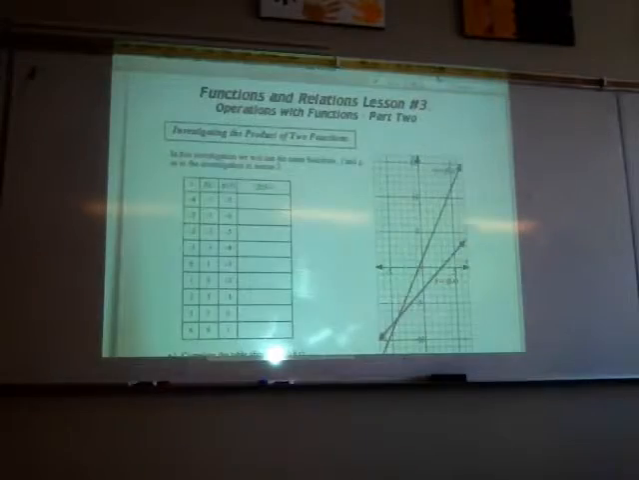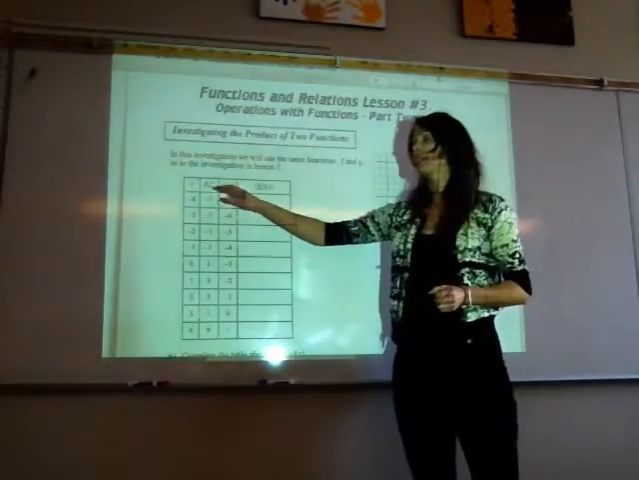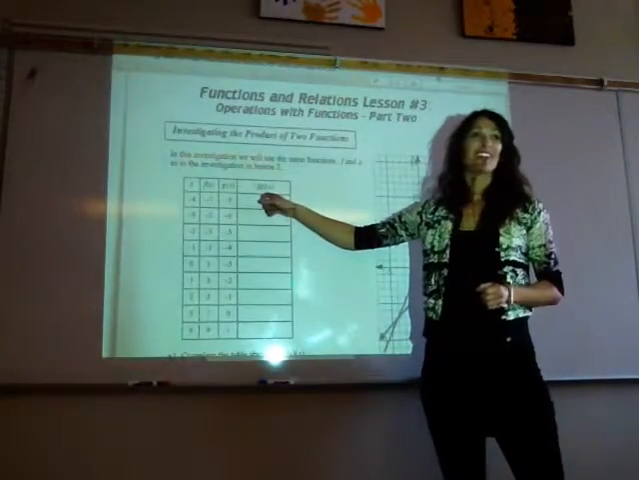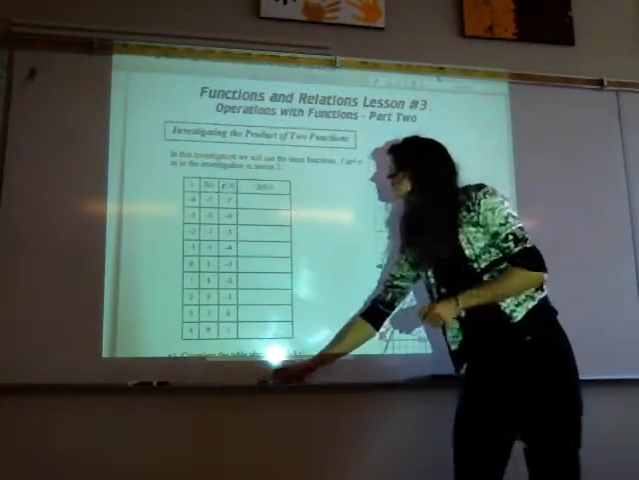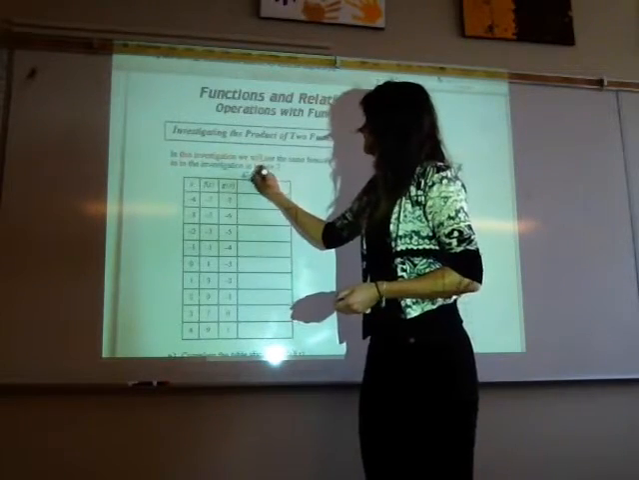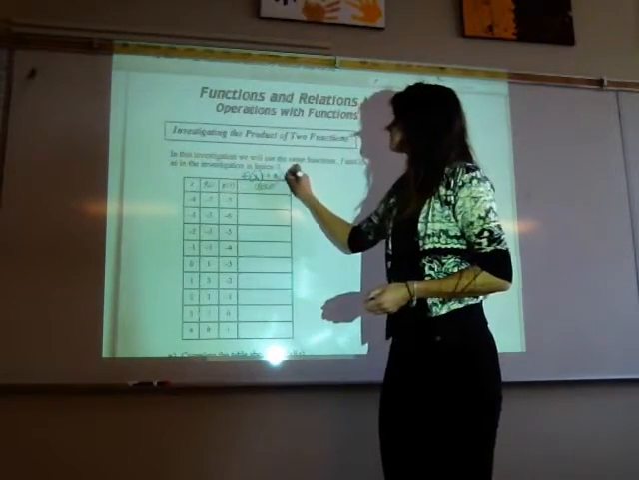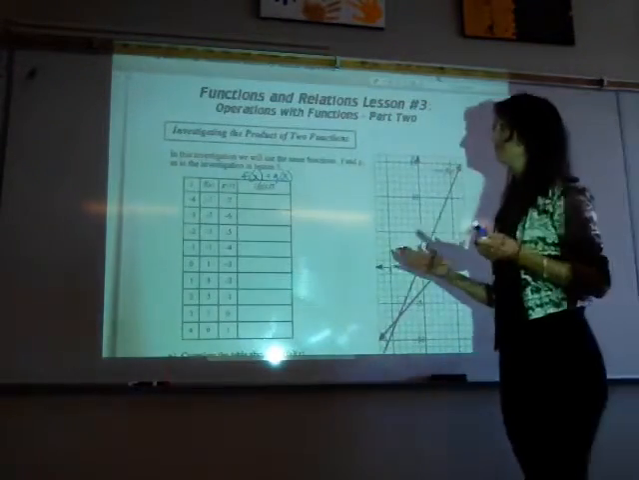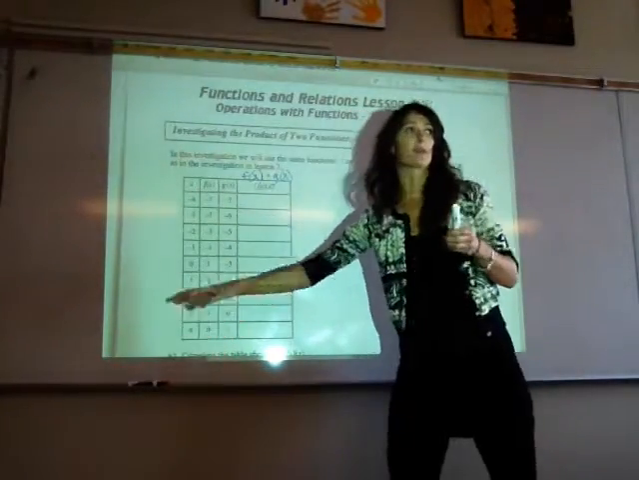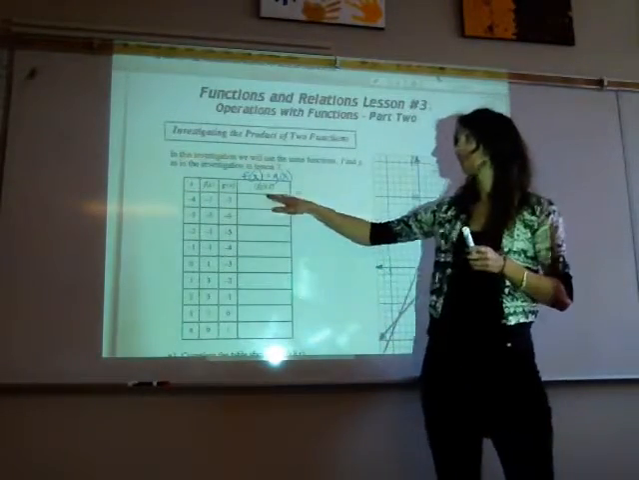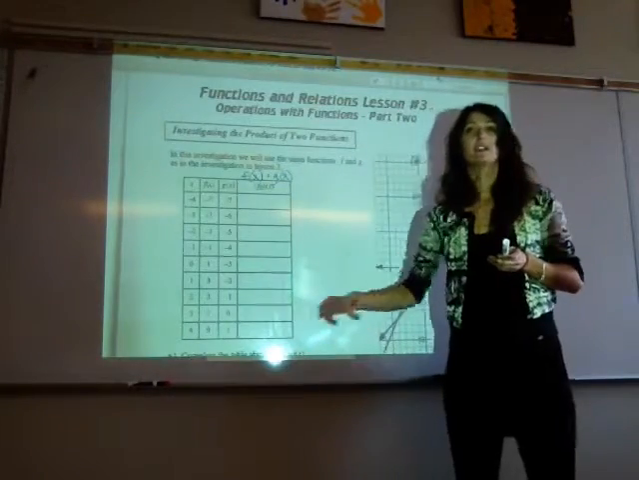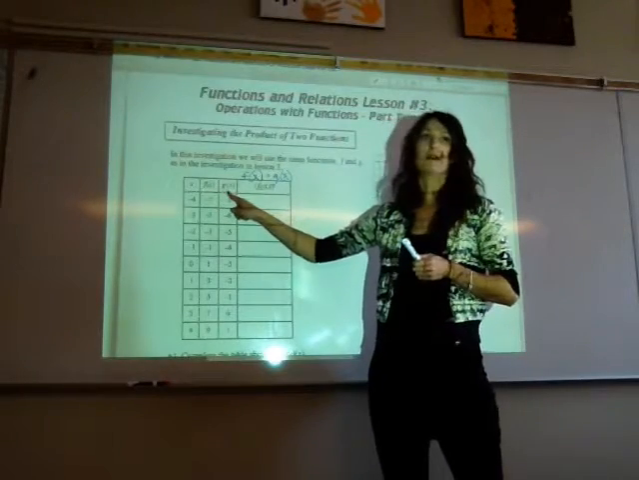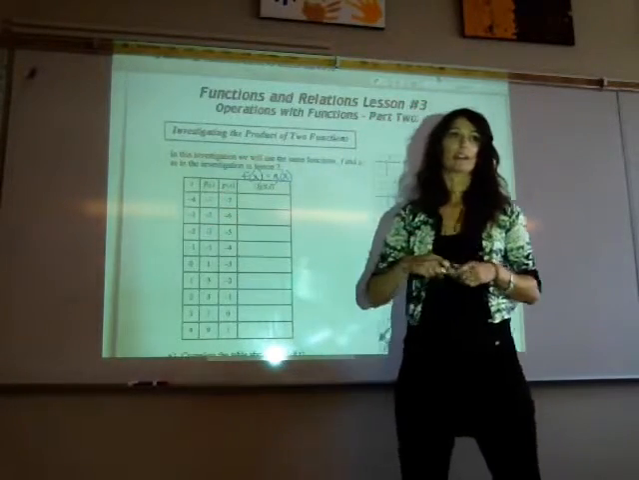Similar to yesterday, we are going to have to take the information from the table, and we're going to be solving for fg of x. So we're multiplying f of x multiplied by g of x. All of the x values will stay the same. So this is the x-coordinate of the point that we're going to eventually plot. We're trying to solve for the y-coordinate of that point. And how we're going to do that is we're going to take the value of f of x and multiply it by the value of g of x given that one x coordinate.